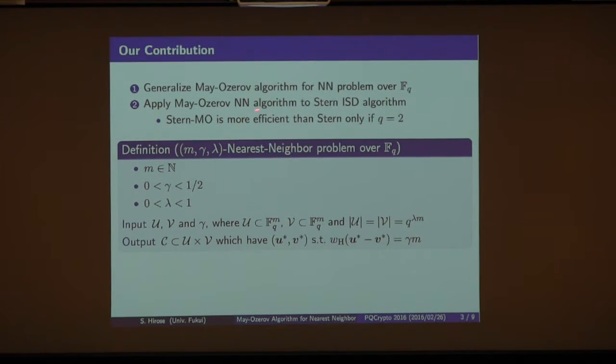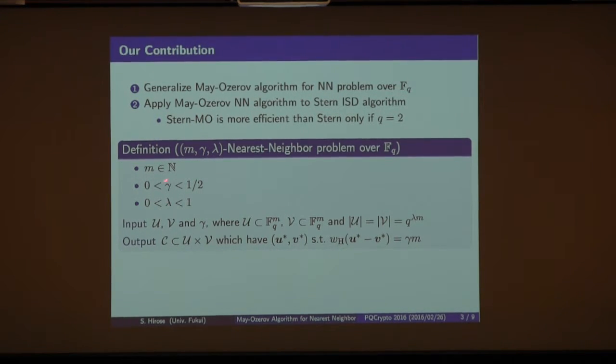Hello, my name is Yoichi Hirose. Today I will talk about May-Ozerov algorithm for nearest neighbor problem of F_q and its application to information set decoding. Information set decoding is an algorithm for decoding random linear codes, and it is also a generic attack on code-based cryptosystems. And for parity check matrix H and vector x, it consists of two steps.